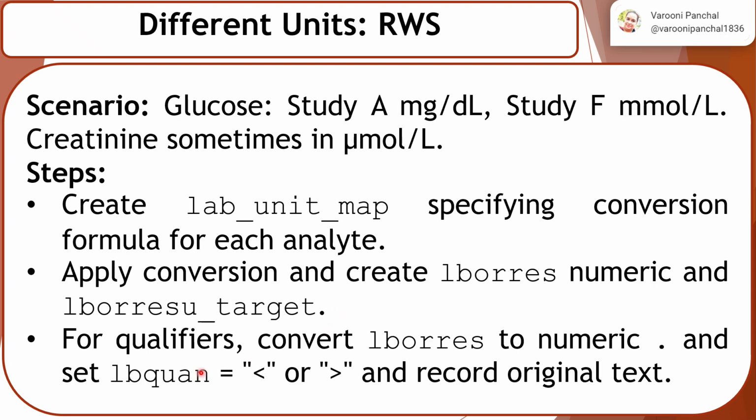variables. Then for the qualifiers, you can convert the original to numeric and set the lb1 equal to less than or equal to, and record the original text. So this is the example where I have explained how to use the conversion factor for each and every analyte.